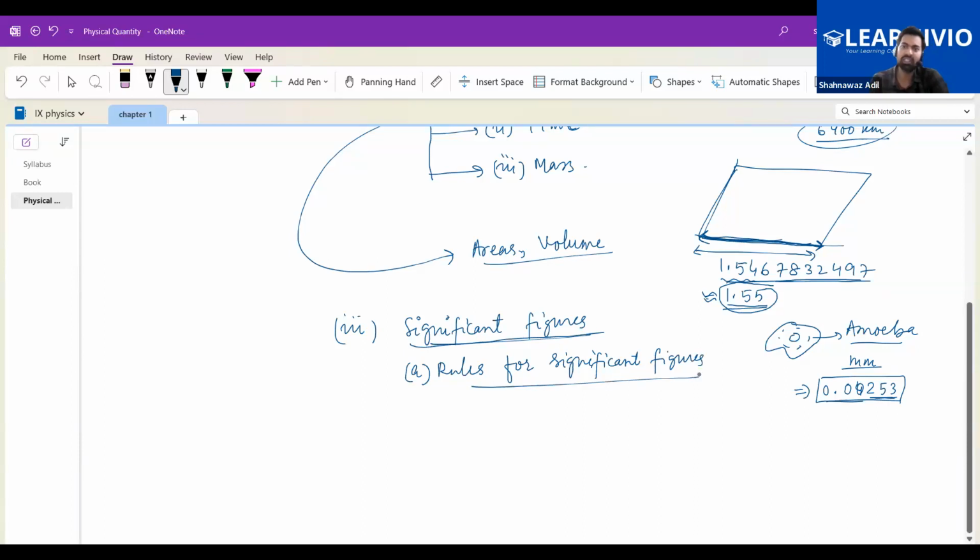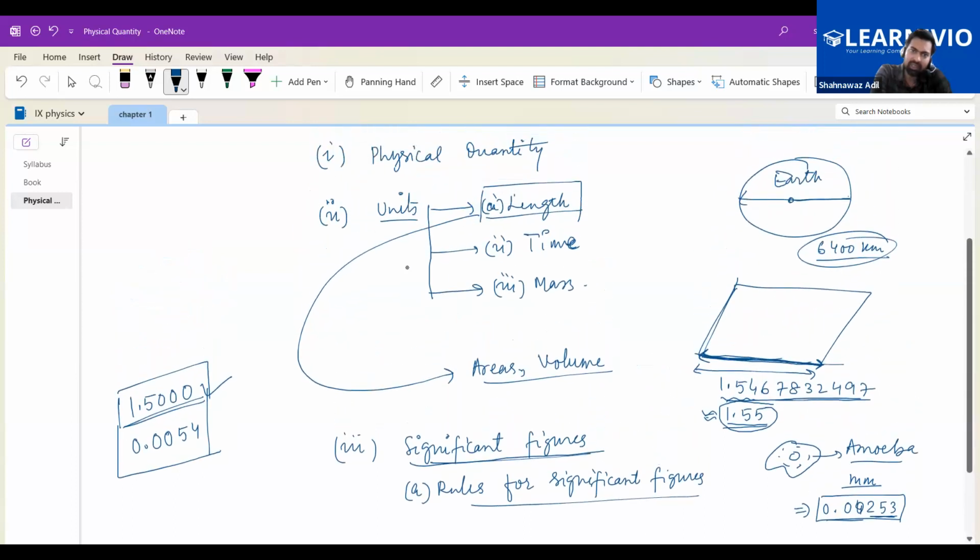Right. What do we call a significant figure? Let's say we have this expression 1.5000. So how many significant figures do we have in this representation? Let's say, for example, this, 0.0054. So how many significant figures are there in this measurement? So there are certain rules that we follow to represent the significant figures. So this is the third thing that we will understand.